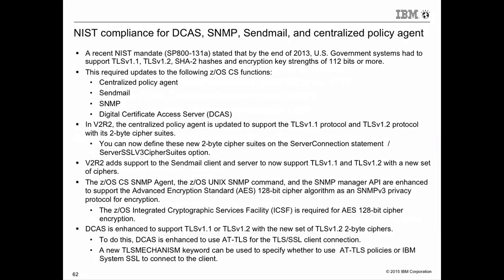And the last security topic is one around NIST compliance. So NIST is the National Institute of Standards and Technology, and this particular mandate you see in the first bullet, SP 800-131A, was issued some time back, and it just said that by the end of the year 2013, government systems had to support a certain level of encryption, and it lists them there, TLS 1.1, 1.2, certain encryption strengths, and so forth. Well, we were in pretty good shape on this when this mandate came down.